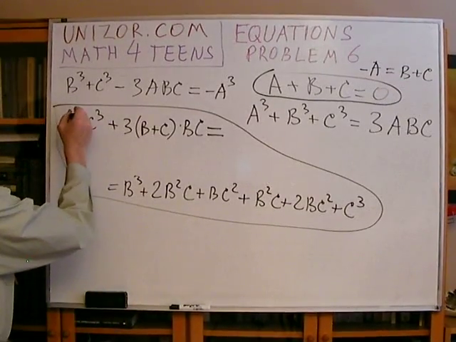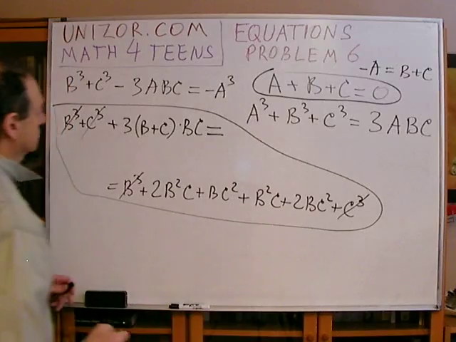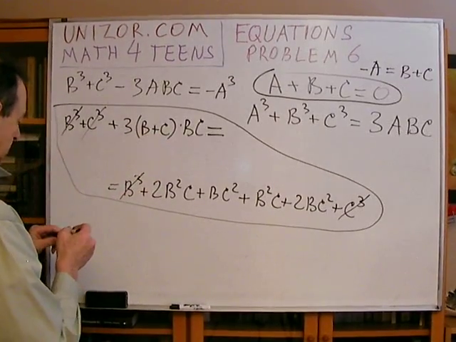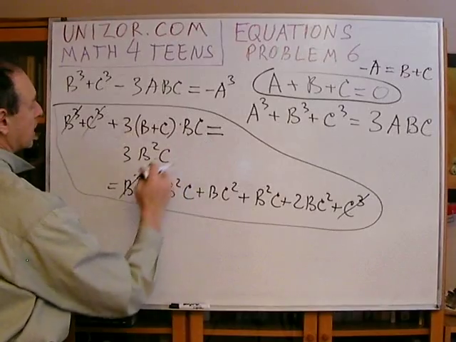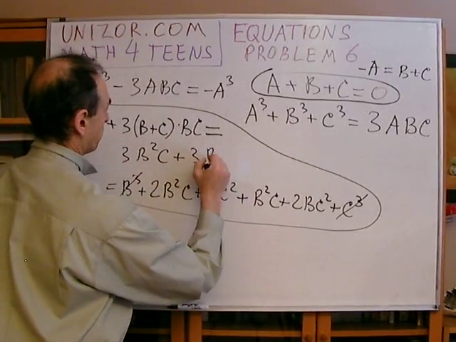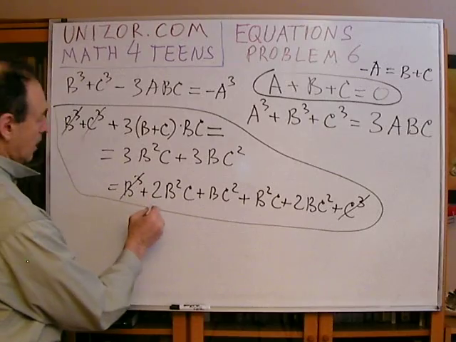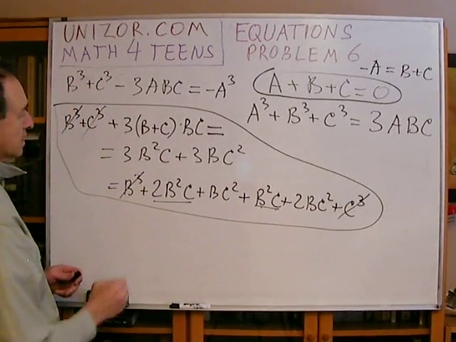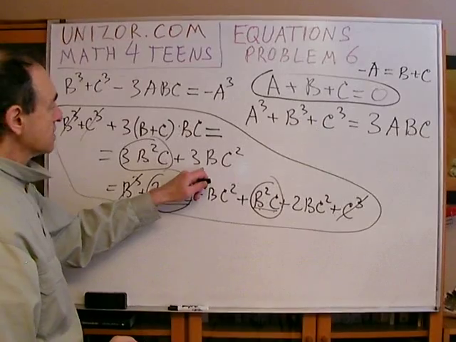Why are they identical? Look, b cubed and b cubed. Good. c cubed and c cubed. So far, so good. Now, this is 3b squared c. Let me substitute it. 3b squared c. If I open these parentheses and multiply by bc, it will be b squared c plus 3bc squared. Right? Now, b squared c once and b squared c twice. So this plus this, it's 3b squared c. And this is 3b squared c. So these go out. And similar with this, 3bc squared.